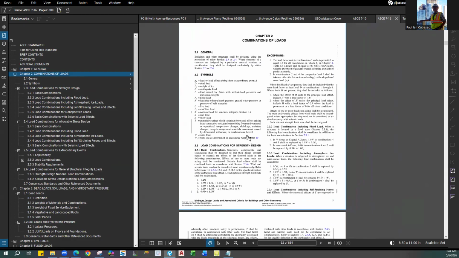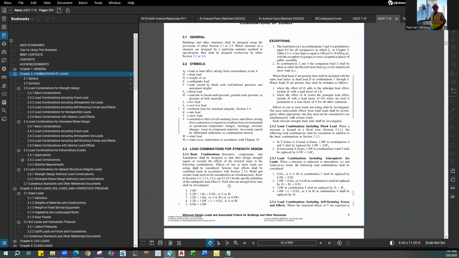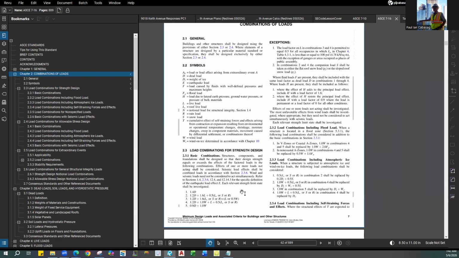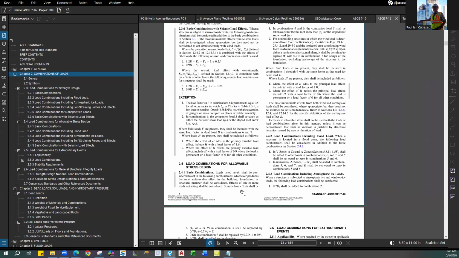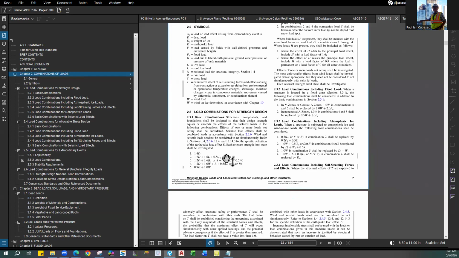So chapter two is probably one of the most important sections: the load combinations. As I was saying to you earlier, it's going to depend on whether it's an ASD design or an LRFD design, because depending on the material and the philosophy of the ASD or LRFD, you're going to have different types of load combinations. The load combinations mainly for ASD design are in 2.4, but the LRFD ones are in 2.3.